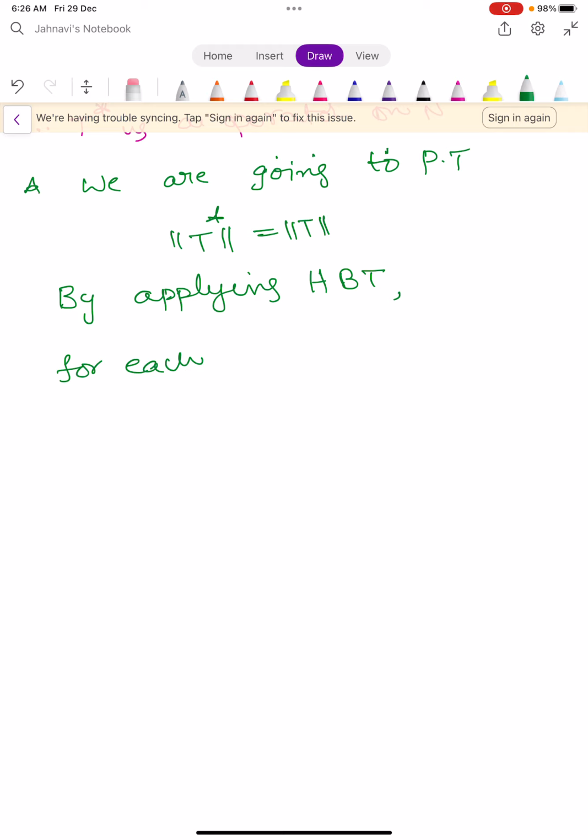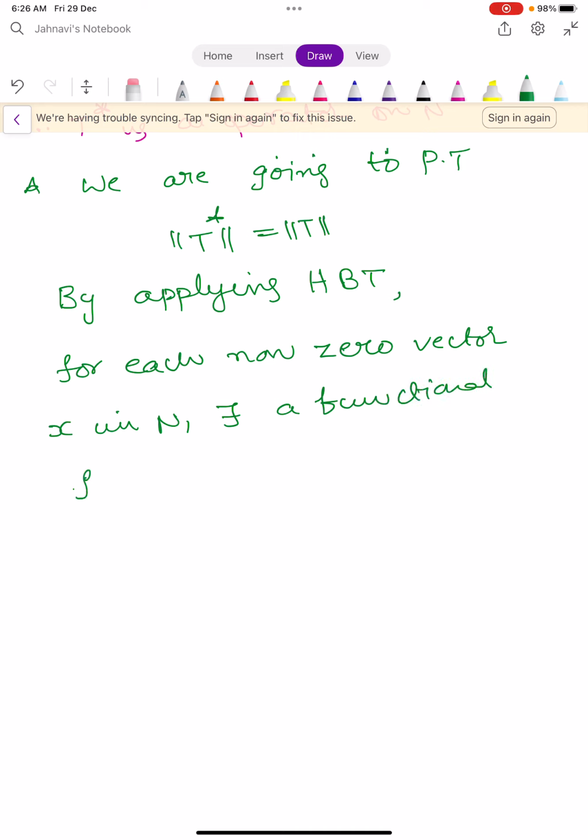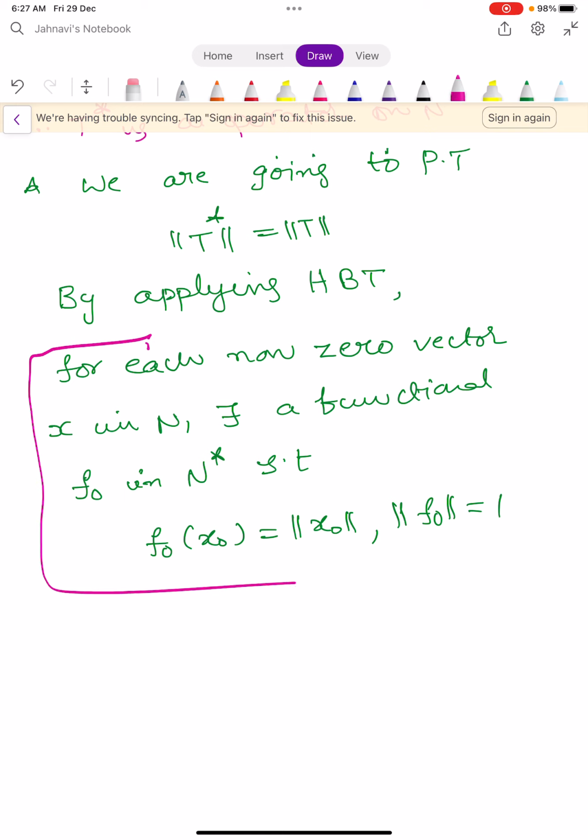for each non-zero vector small x in capital N, there exists a functional f naught in N star such that f naught of x naught is equal to norm x naught and norm f naught is equal to 1. This is one of the applications of the Hahn-Banach theorem.